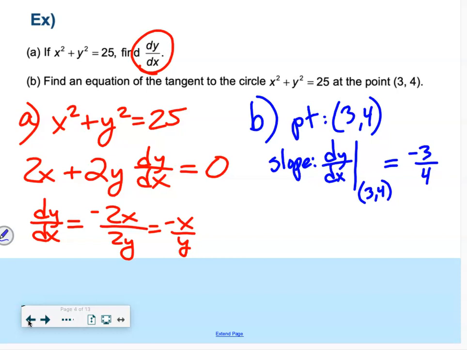So my equation, y minus 4 equals negative 3/4 times (x minus 3). Done.